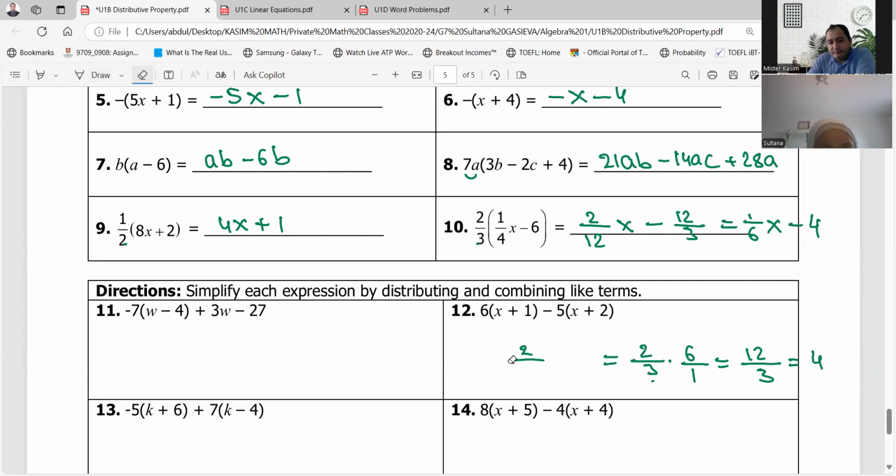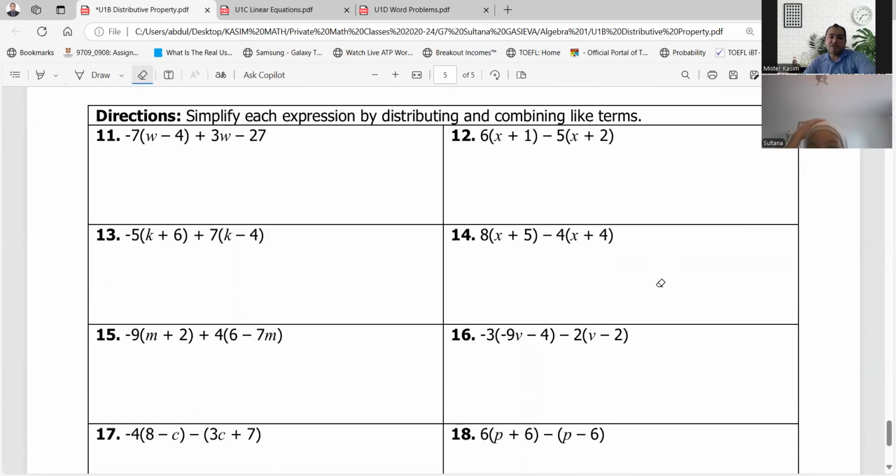Okay. Now we are going to practice this. First, you write in a notebook, do it, then we'll discuss, okay? Directions. Simplify each expression by distributing and combining like terms. Write in your notebook, then you will explain, all right? Do question 11. For each question, you have 90 seconds, okay? Try to be a bit faster.